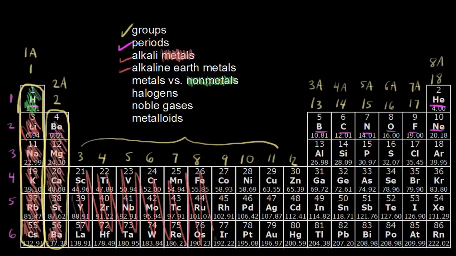Let's just talk about metals in general for a minute. So, the properties of metals. Metals are solids at room temperature, except for mercury. So here is mercury down here, which is a liquid at room temperature.